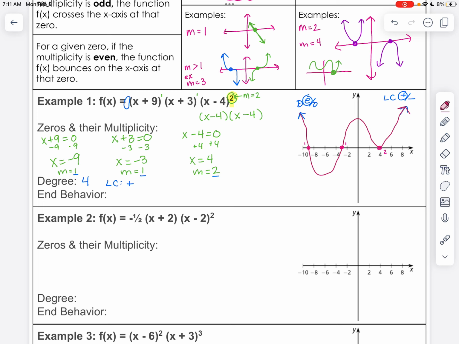Now for end behavior, we were going to fill this out as x approaches infinity, that's the right side, f of x approaches infinity, and as x approaches negative infinity, that's the left side, f of x approaches positive infinity. Because both ends point up.